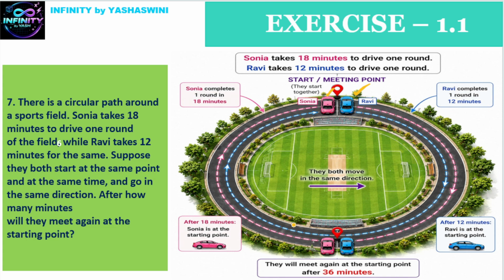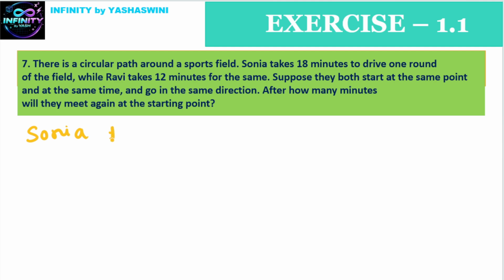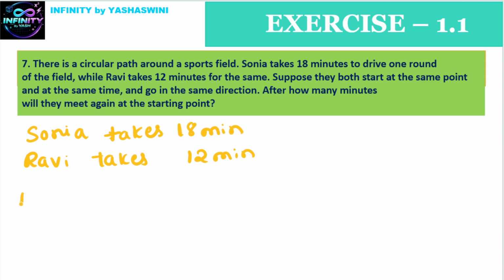When you have to calculate at what time they meet together, see, when they start to drive at the same time and the same point, to check when they'll meet, we have to find the LCM of the two numbers. Here Sonia takes 18 minutes, right? And Ravi takes 12 minutes. Now to calculate this, we have to take the LCM of 18 and 12.